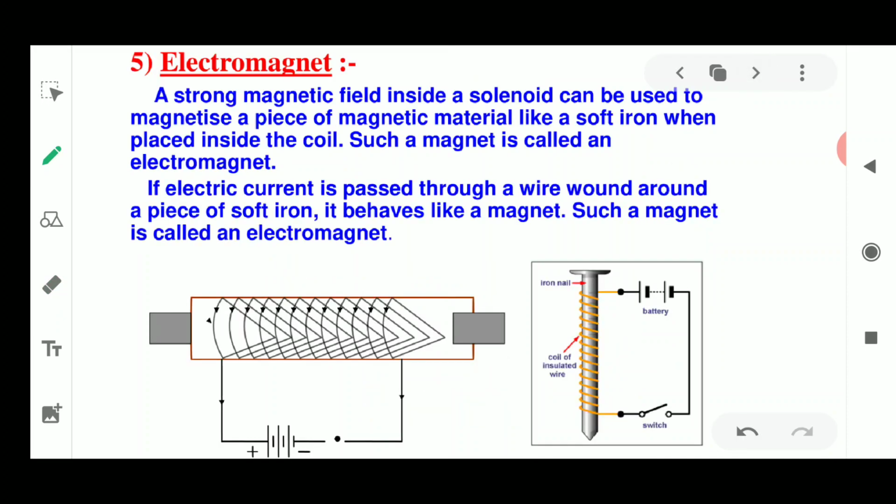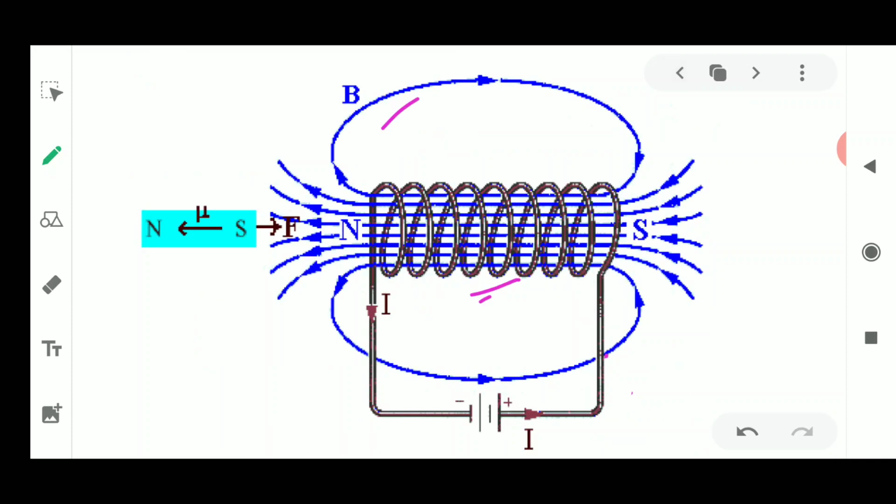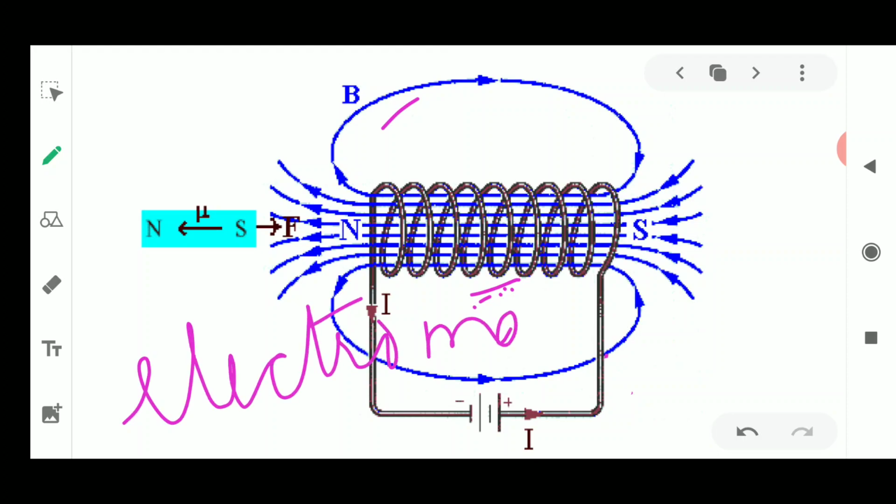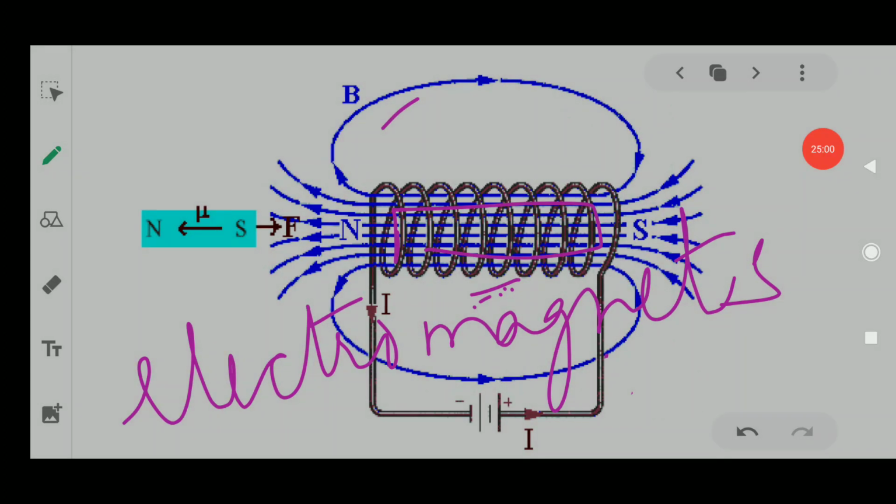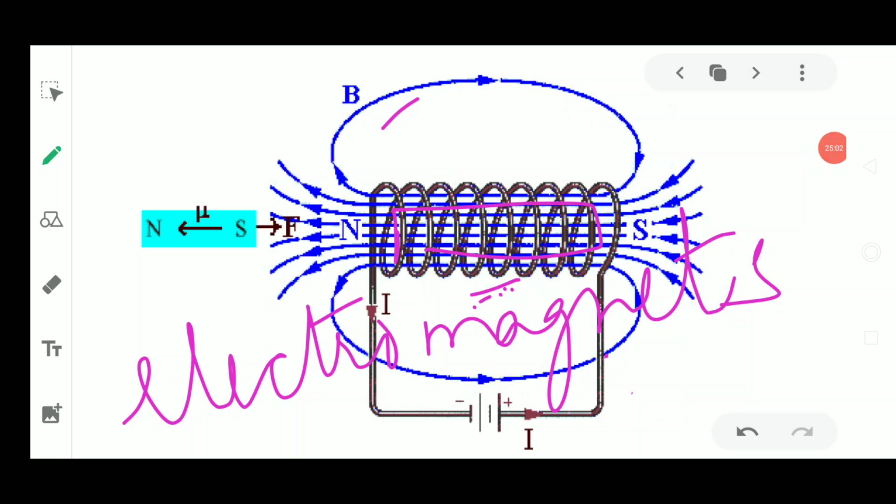Okay, now next is the practical application of the solenoid, which is the electromagnet. Now what is an electromagnet? This solenoid is used to prepare electromagnets. Now how is this prepared? A piece of soft iron core is kept inside the coils of the solenoid, and it has a property to magnetize this bar of soft iron core. Okay, so this is how.